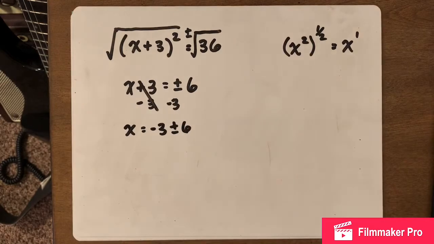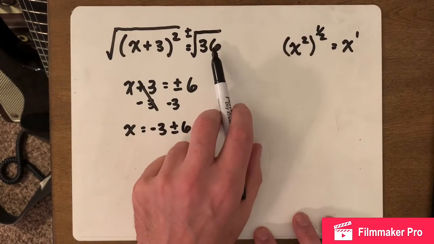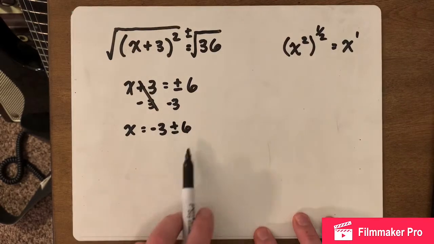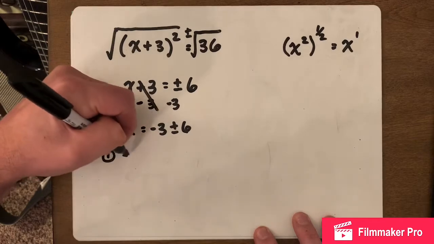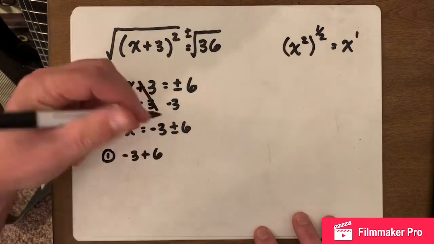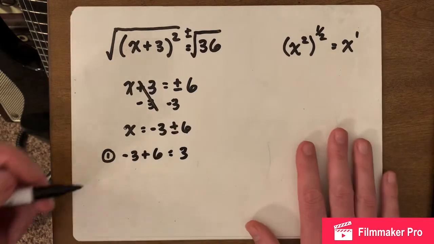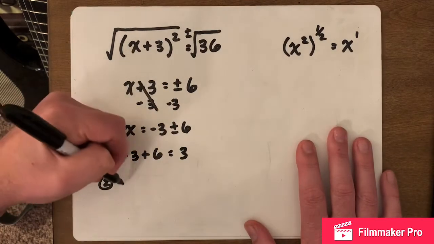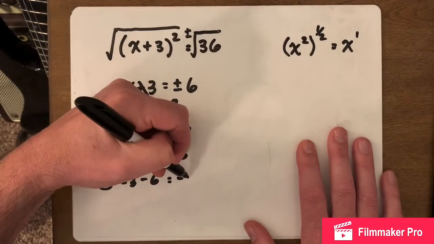Well, that's going to give me two solutions. We never want to leave it like this if that happened to be a perfect square at the beginning. So what we want to do is simplify this. So we have two solutions. The first one is negative 3 plus 6, and that would just give us positive 3, right? Okay. The second solution is negative 3 minus 6, and that gives us negative 9.